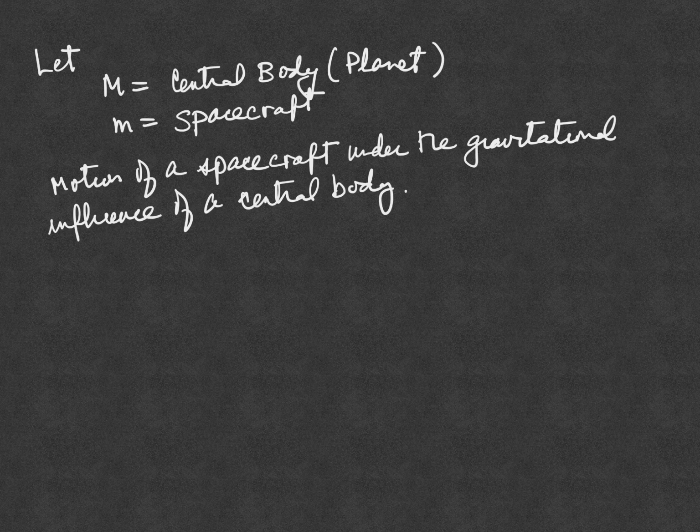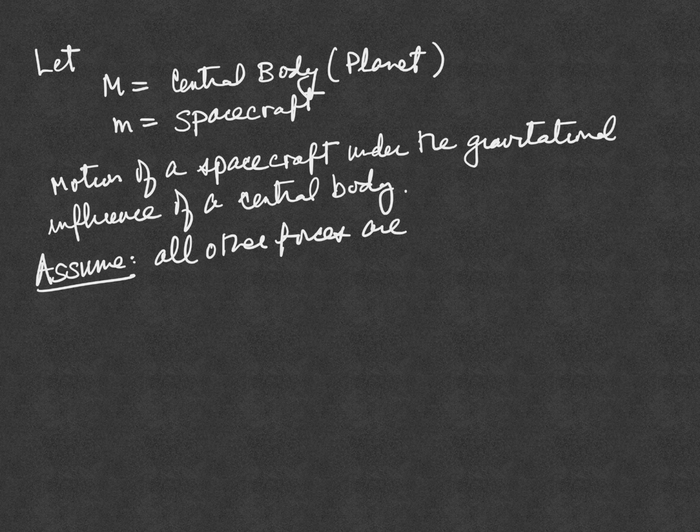And this is a big assumption that we're making here. So we're going to assume all other forces are negligible. And what that means is that there could be other bodies in the system. There usually are. We're going to ignore the effects of those bodies. There could be other forces. There could be things like drag, radiation pressure, other kinds of physical effects. We're going to ignore all of it. So the only thing that's going to matter is that the spacecraft is under the influence of this one central body.